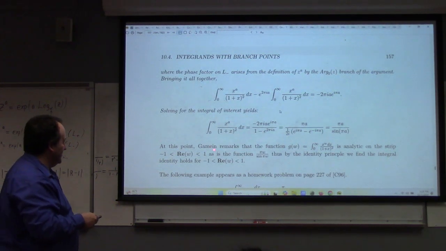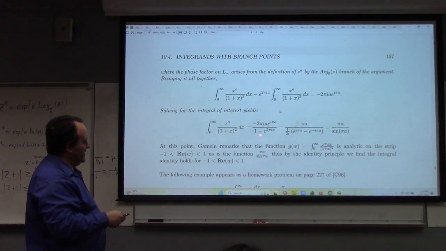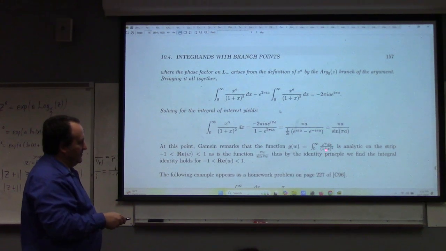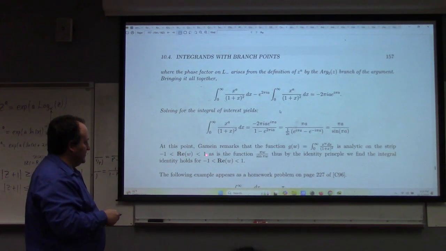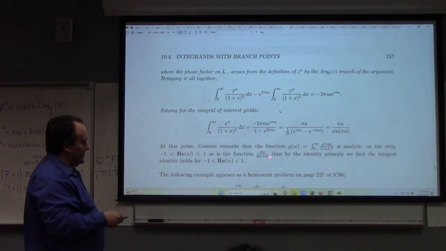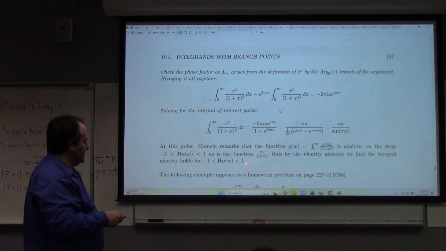Was that Gamelin? Oh yeah, Gamelin. Gamelin remarks that the function g of w equals the integral of x to the w dx over 1 plus x squared is analytic on the strip minus 1 less than the real part of w less than 1, as is the function pi w over sine pi w. Thus, by the identity principle, we find that the integral identity holds for minus 1 less than the real part of w less than 1.